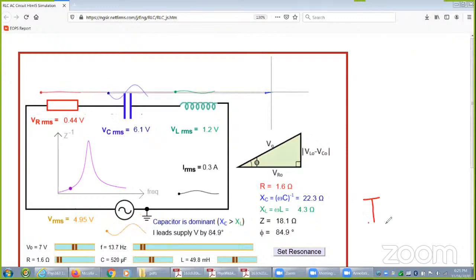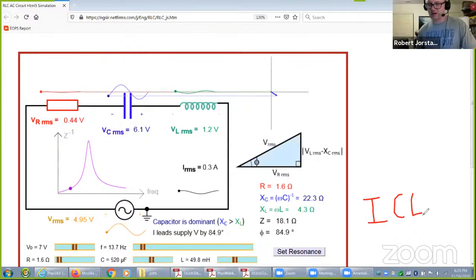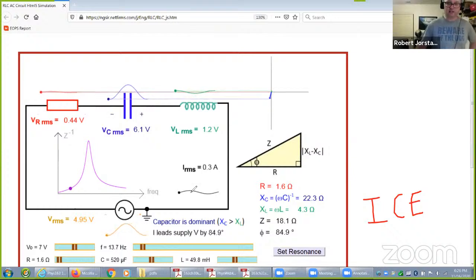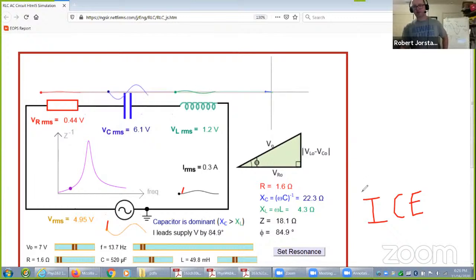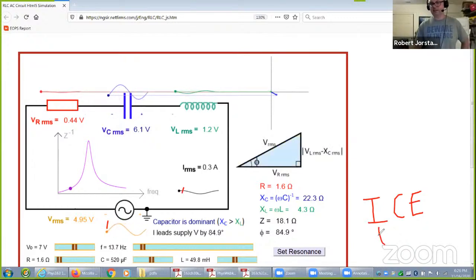Ice. And so hopefully what we see is the current is leading voltage, or the voltage is lagging. Look at the current. It's peaking right now. Now this one peaked. So clearly it's working. So we see that current is leading source voltage if we're at a capacitively dominated circuit.